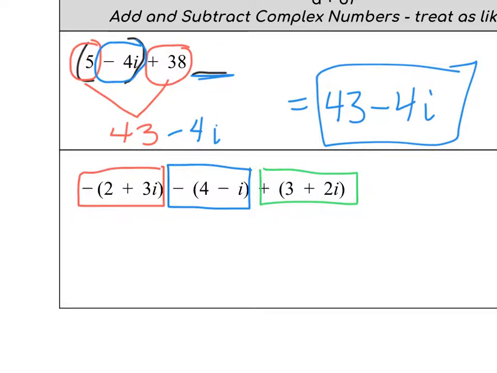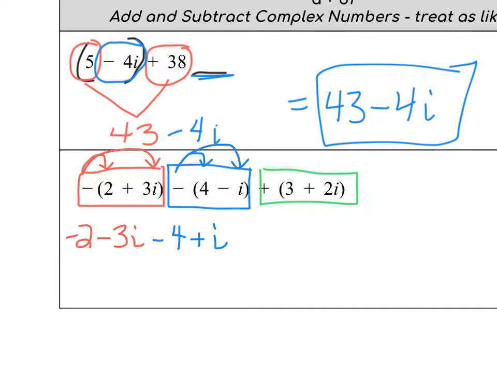So our very first one, we've got a negative that we need to distribute inside the parentheses. So that becomes negative 2 minus 3i. And then when we look at our second complex number, we also have a negative that we need to distribute. Once we've distributed, then we can get rid of our parentheses. So negative 4 plus i.